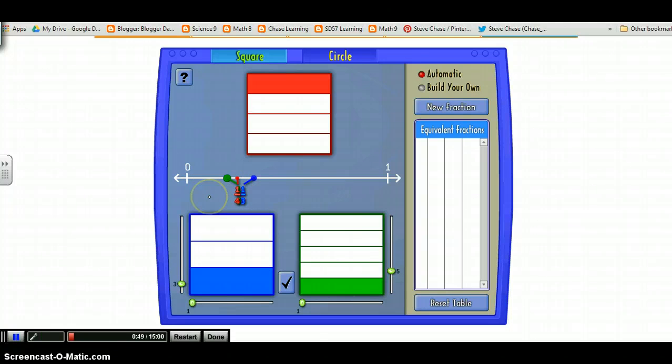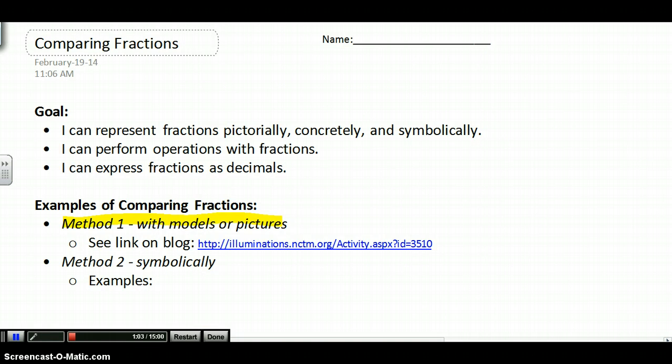We've got a fifth down on the left. We've got a third up on the right. 3/5 we see is bigger. So this is just one way to compare, to use that visual we introduced yesterday. Another way is to get to the math.